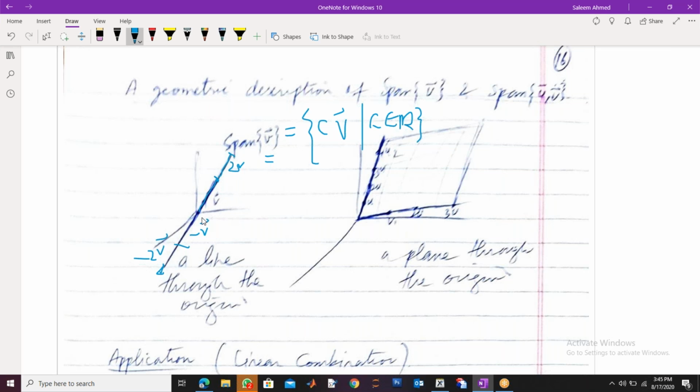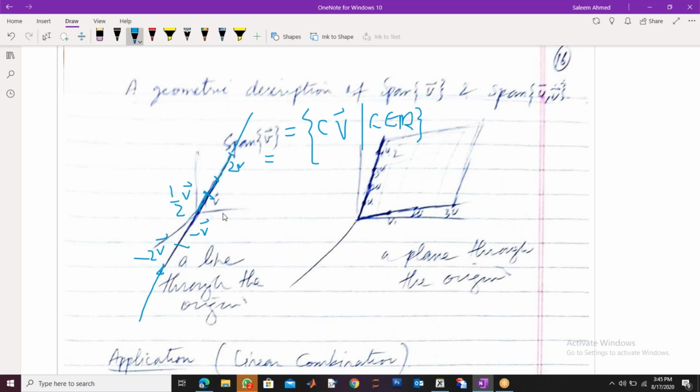So the same vector keeps extending. If I make it half of it, it becomes 1/2 of v. C can be 1/2 as well, which is half of the length. So this span is only this straight line extended towards infinity from both sides. It becomes the line.